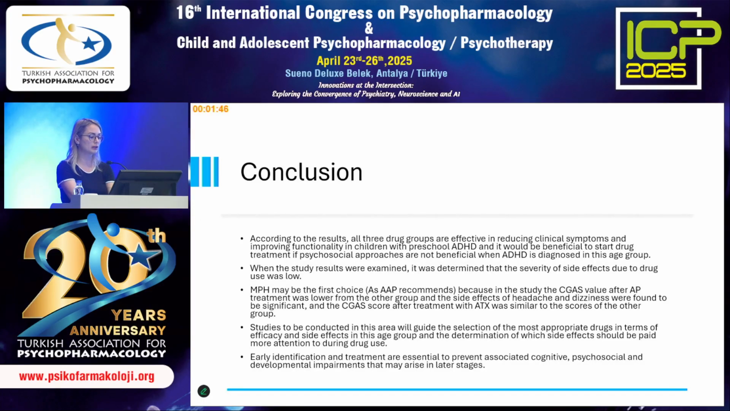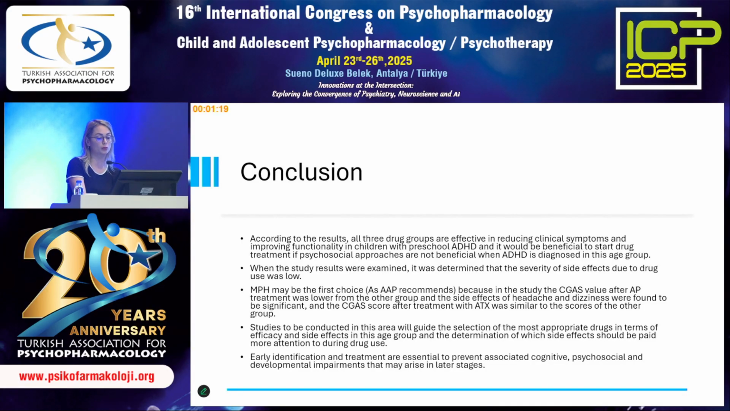When the study results were examined, it was determined that the severity of side effects due to drug use was low. MHP may be the first choice because in the study, the CGIS value after AP treatment was lower than the other groups, and side effects of headache and dizziness were found to be significant, and the CGAS score after treatment with ATX was similar to scores of the other groups.